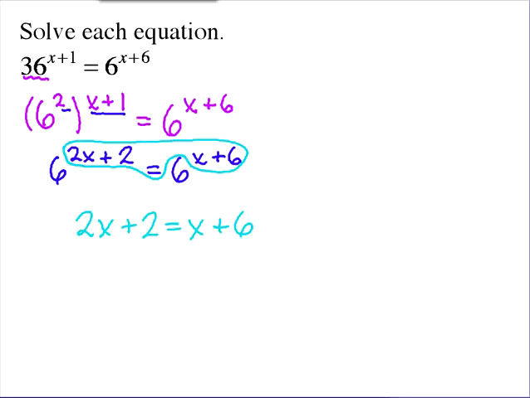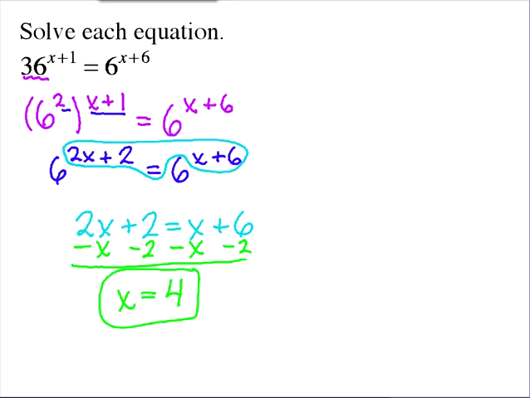And all I need to do now is solve that for x, and that will be my answer. So first thing I can do is subtract x. I can also subtract 2. So you end up getting x to equal 4. And there you go. That's it. So your whole goal is to get the numbers with the same base, then set the exponents equal. And that's pretty much what we're going to be doing today. So let's go ahead and look at another one.